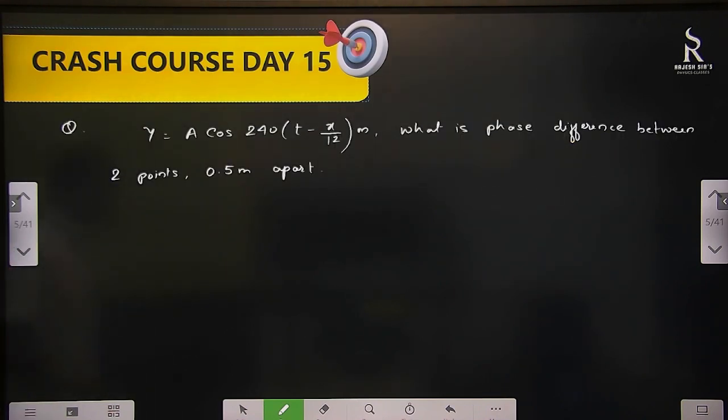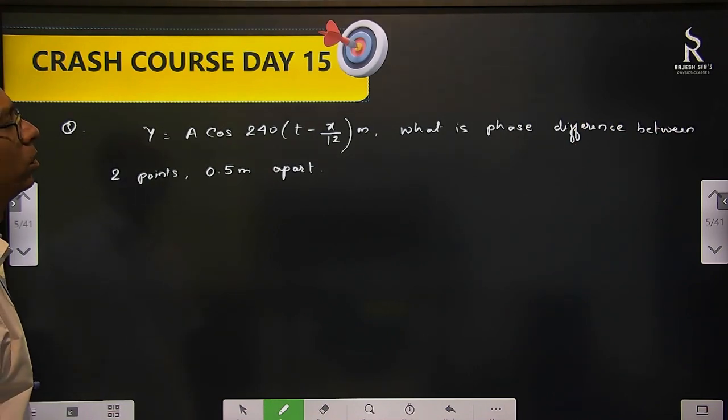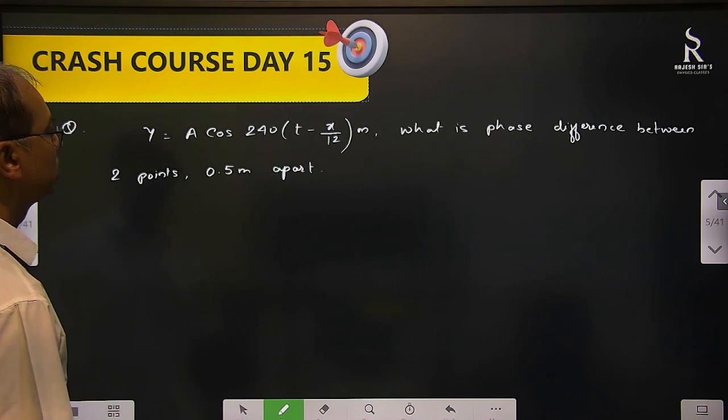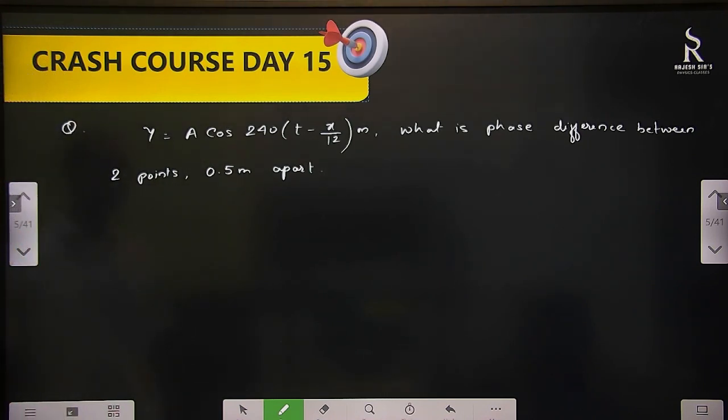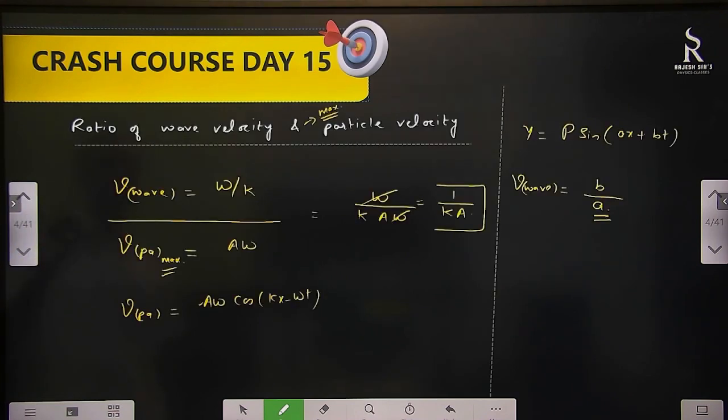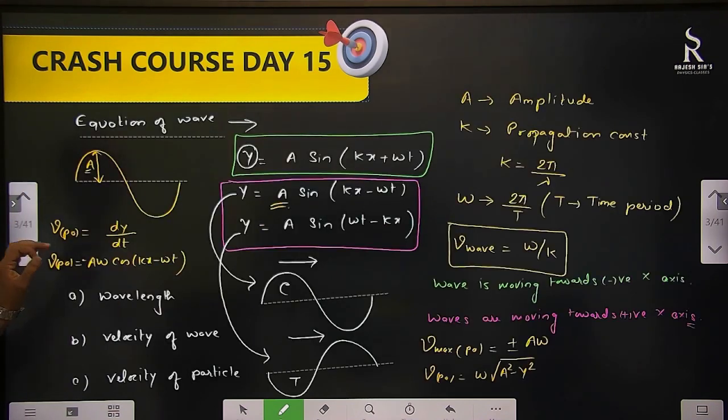Then you have a question. What is the question now? y equal to a cos(240t minus x by 12). What is the phase difference between 2 points 0.5 meter apart? I am asking the phase difference. Okay, so before going to this question, let's go back to the wave equation.